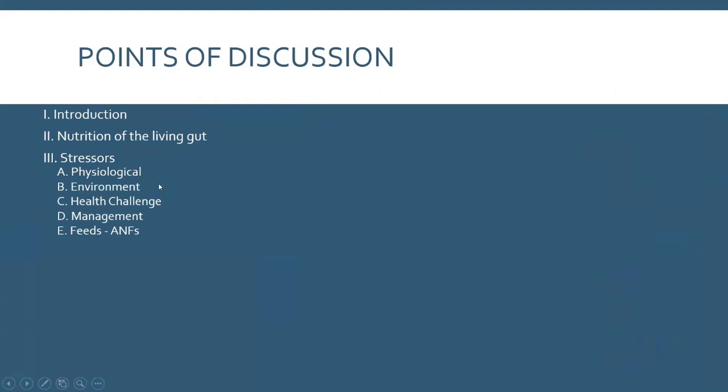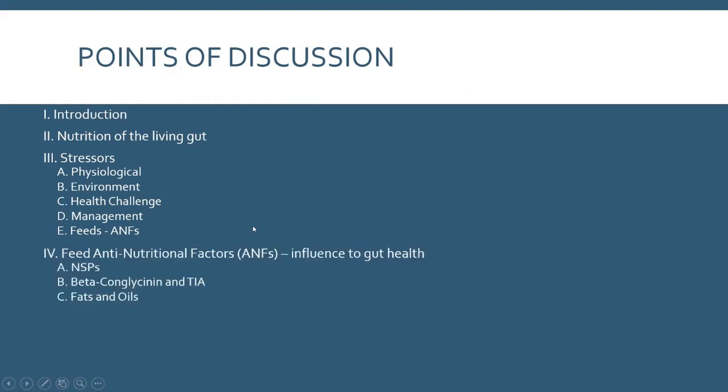So these are more of the physiological, environmental health challenges, management, and lastly, we will focus on feed anti-nutritional factors. And then as we focus on ANFs, what is the direct influence of these ANFs on gut health. So we'll be dealing more with the NSPs, the beta-conglycinin and the TIA of major feed ingredients, particularly of soybean, and then on fats and oils.